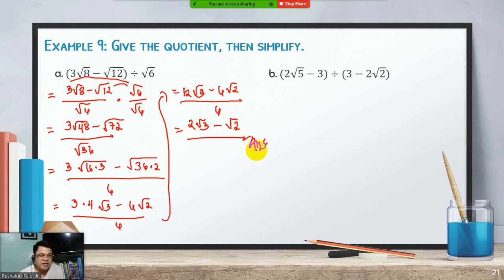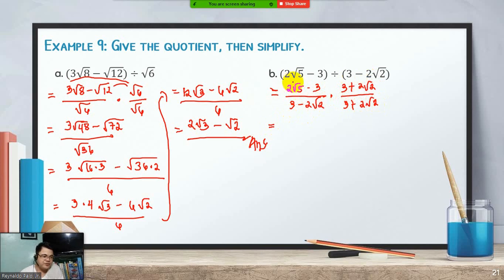Now let's have letter B. 2 square root of 5 minus 3 divided by 3 minus 2 square root of 2. So the next thing is, we can rewrite this as 2 square root of 5 minus 3 over 3 minus 2 square root of 2 times, this is a difference, so we need the sum. So 3 plus 2 square root of 2 over 3 plus 2 square root of 2.